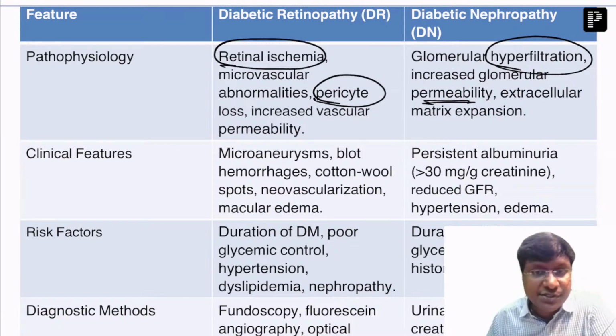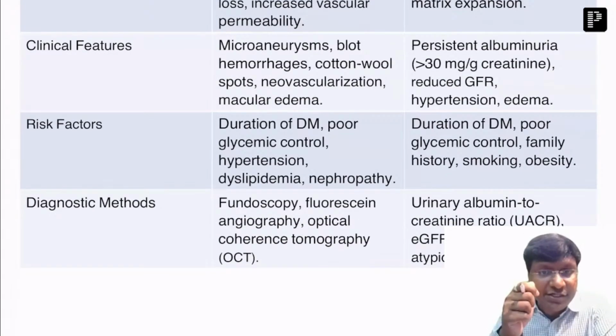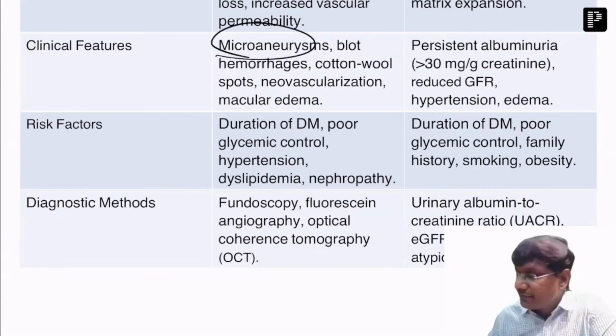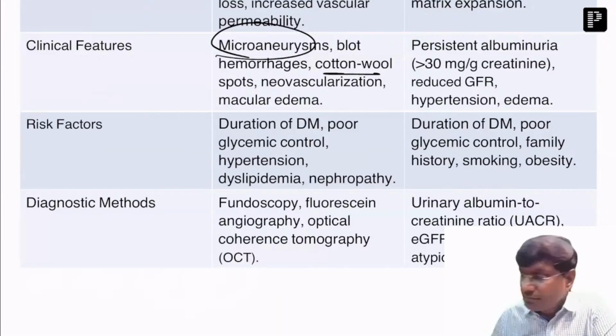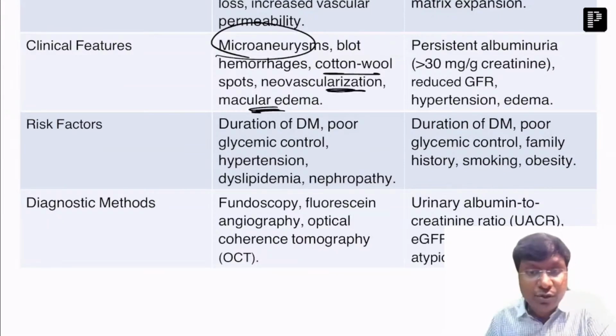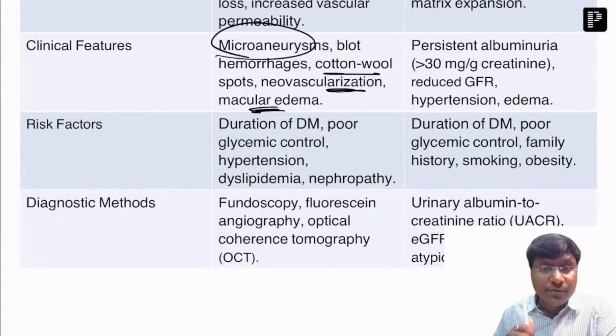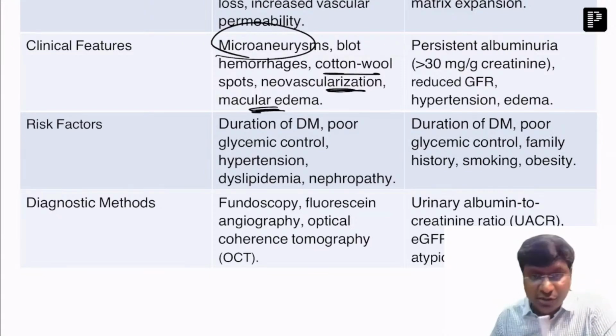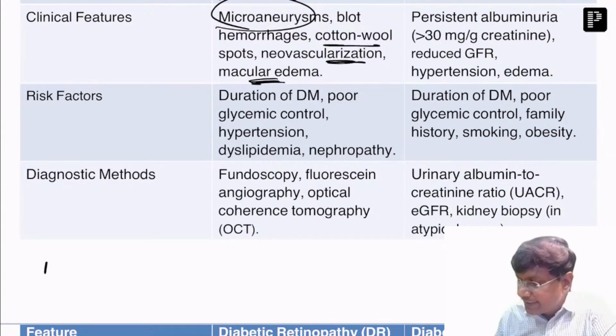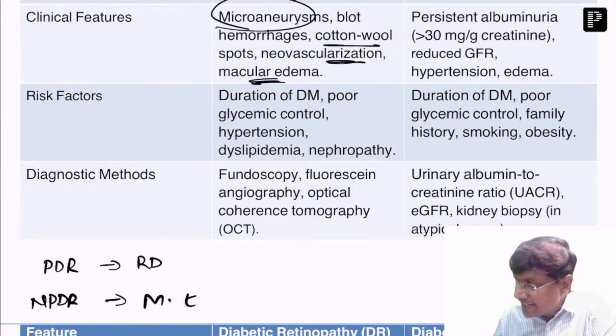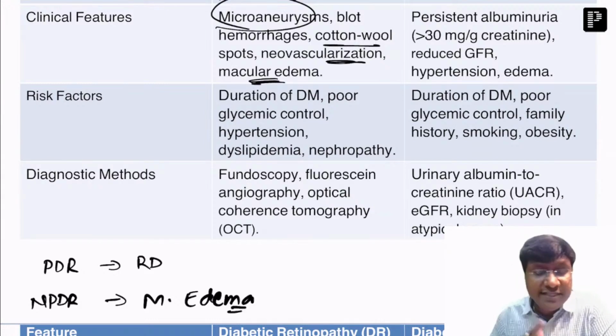And what will be the clinical manifestations? In case of diabetic retinopathy, when you do a fundus examination, you will notice microaneurysms, blot hemorrhages, and there will also be cottonwool spots, neovascularization, as well as macular edema, right? And you need to know that in diabetic retinopathy, there will be visual loss. What is the cause for visual loss? In case of proliferative diabetic retinopathy, it is the retinal detachment. Whereas in non-proliferative diabetic retinopathy, it is the macular edema, right? It is macular edema. Okay, this will be the clinical features.